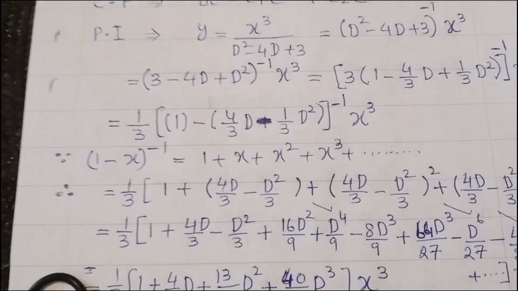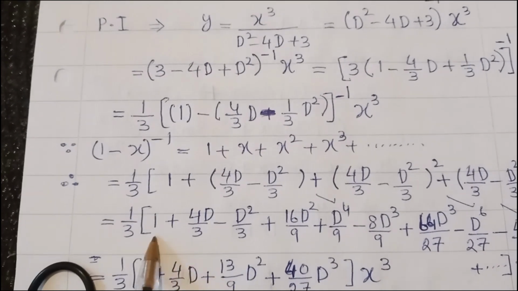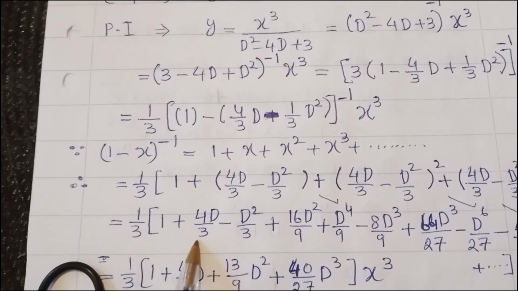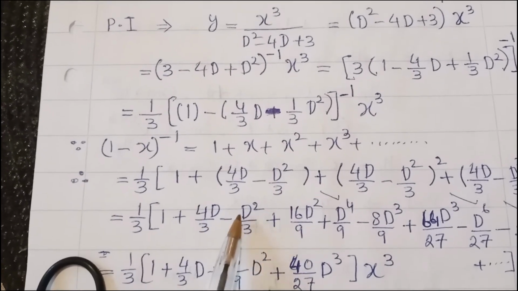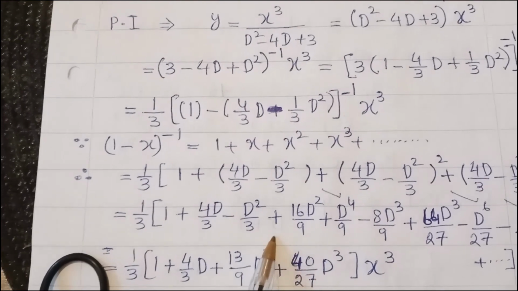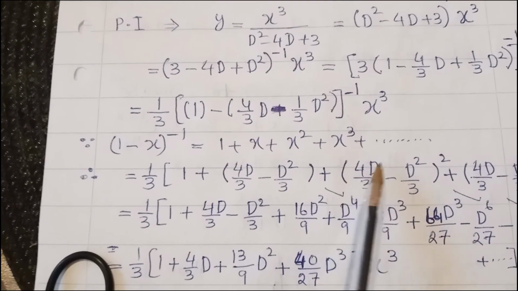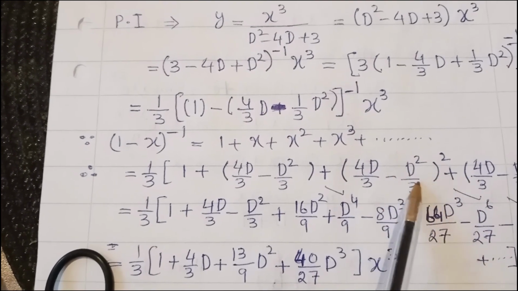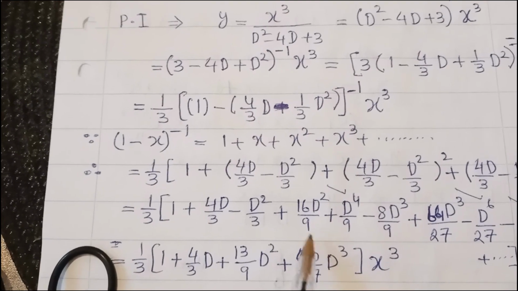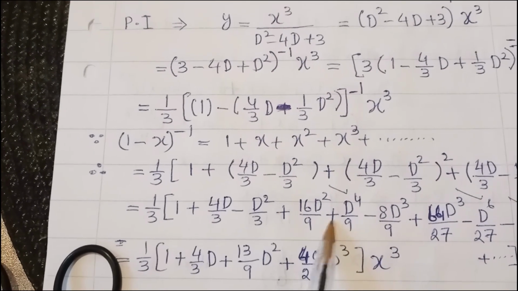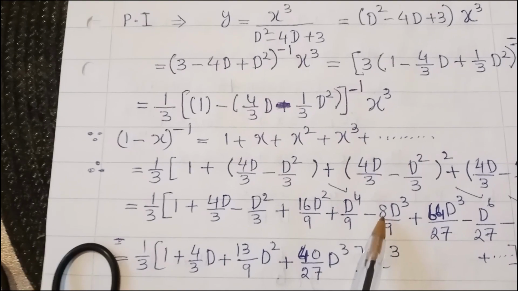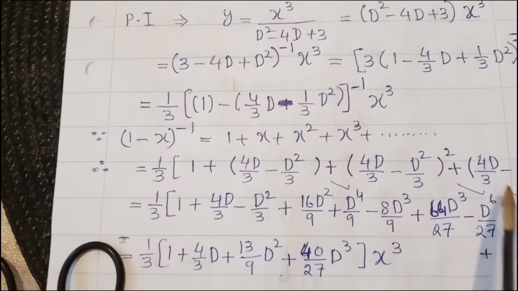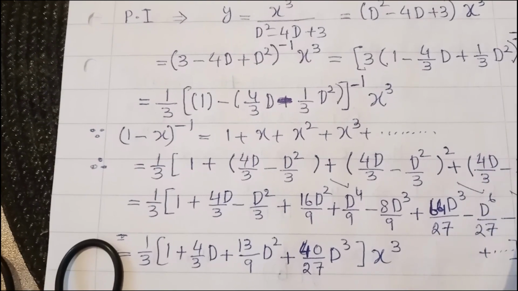So here the first term will be 1, and the second bracket 4d upon 3 minus d square upon 3, plus the second term, that is 4d upon 3 minus d square upon 3 whole square. So we will apply here the a minus b whole square formula, so that it can be written as 16d square upon 9 minus d4 upon 9 minus 2ab, that is 8d cube upon 9, plus the third term, which is 4d upon 3 minus d square upon 3 whole cube.